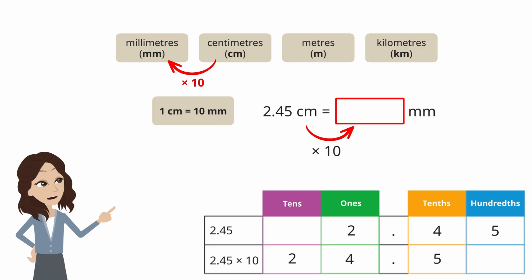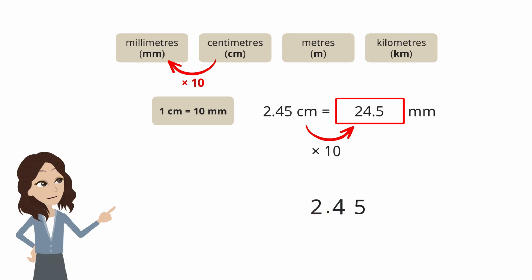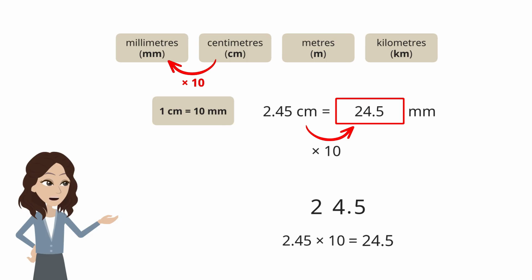2.45 times 10 is equal to 24.5. So, 2.45 centimeters is equal to 24.5 millimeters. We can also see multiplying by 10 as moving the decimal point one place value to the right. 2.45 times 10 equals 24.5. So, 2.45 centimeters is equal to 24.5 millimeters.